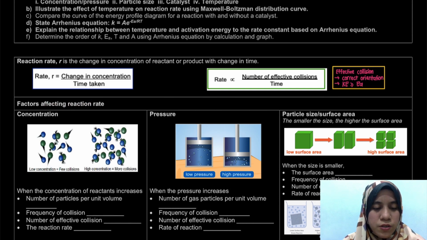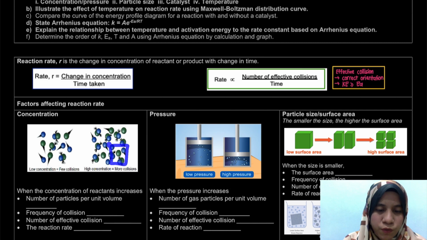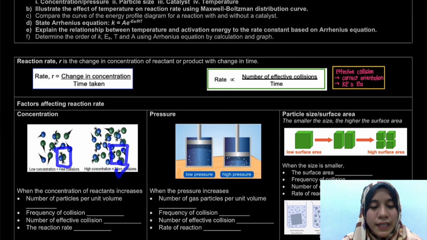The first one is concentration. So when the concentration of reactant increases, the number of particles per unit volume increases. For example, this is my one unit volume, and this is the same size, one unit volume. As we can see, if it is a higher concentration, the number of particles per unit volume is higher than in our low concentration. So we have to write down that the number of particles per unit volume increases.